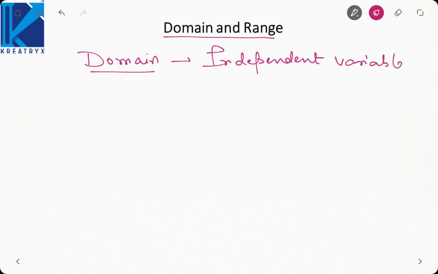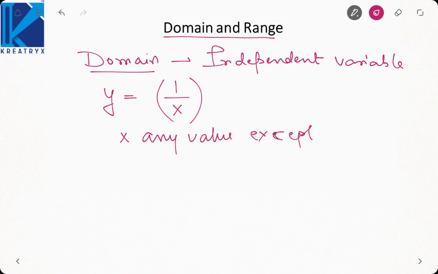Let me take an example. Suppose I take y equal to 1 by x. Then x can take any value except 0. Why? Because at x equal to 0, this value will be undefined. So what will be my domain? Domain will be the set of real numbers minus 0. So that is what is meant by domain: the set of all possible values of an independent variable for which my function is defined.